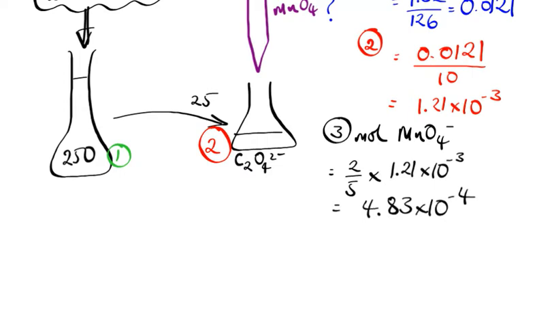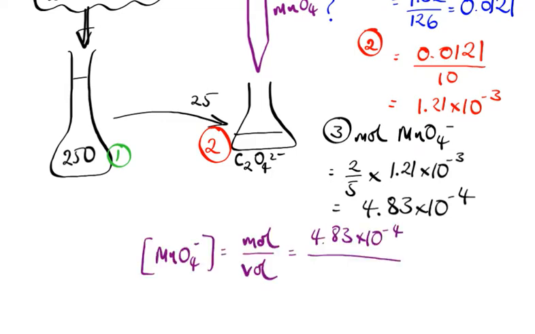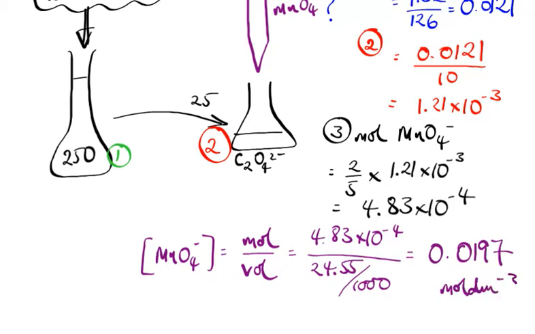We just need the concentration of the manganate ions to finish with. So we want the moles divided by the volume, and remember the volume was the average titre, which was 24.55. Divide that by 1,000. So 0.0197 moles per decimetre cubed.